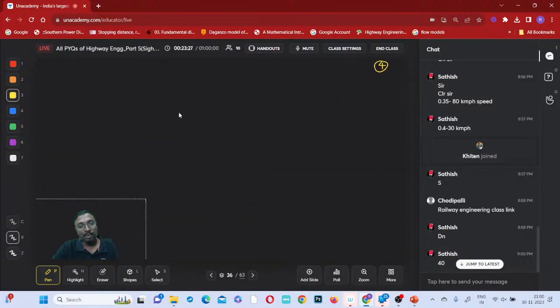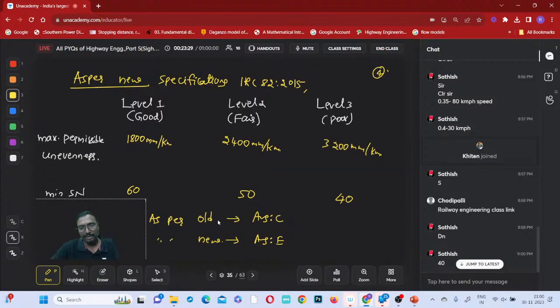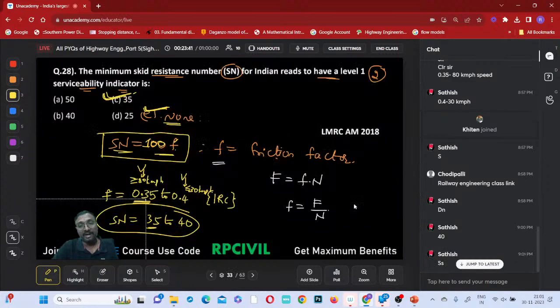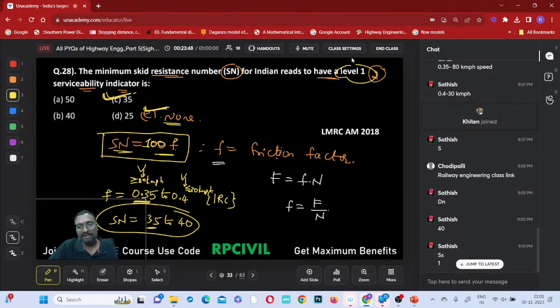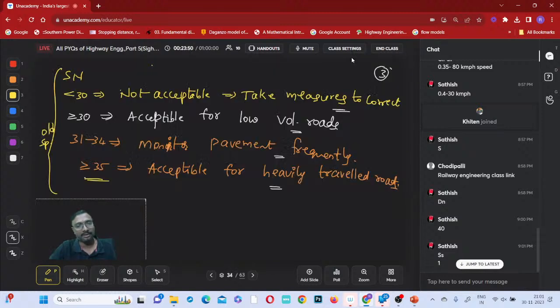Because minimum how much is required? If you just observe, for level 1 it is minimum 60 required. Is there any option with 60? For level 3 it is 40 given. Yes, Shruti, level 3 it is 40 given, but in the question it is asked level 3 or level 1. Level 1 means a very good type of pavement. For level 1 it is minimum 60 required. You have to be careful.